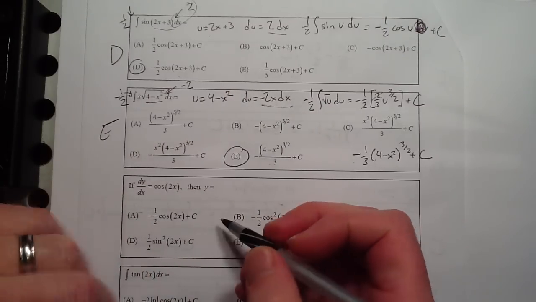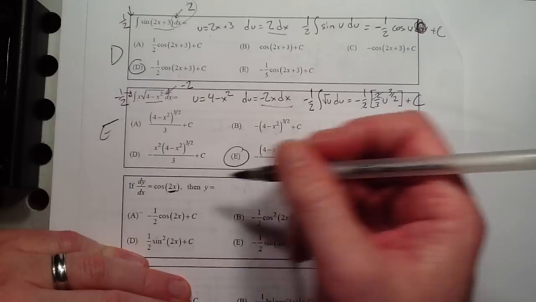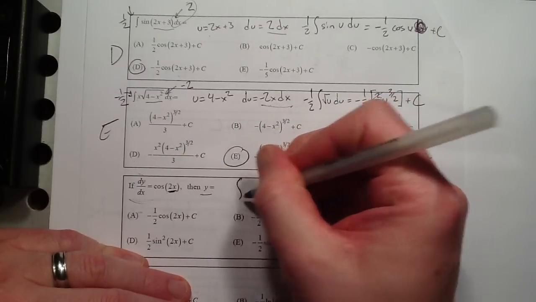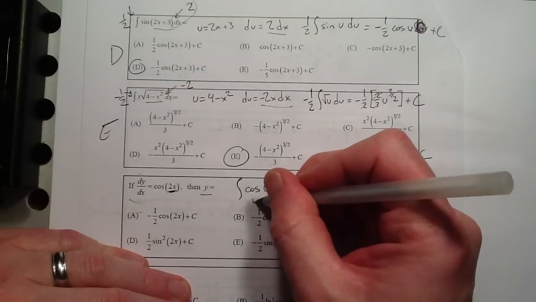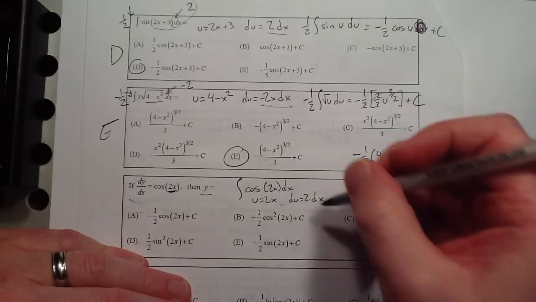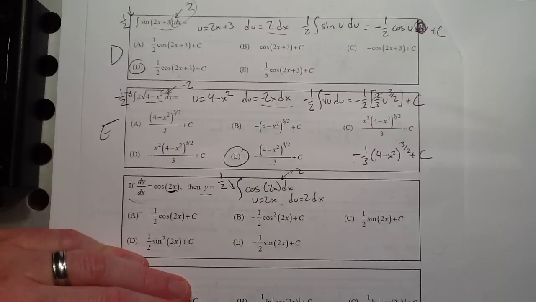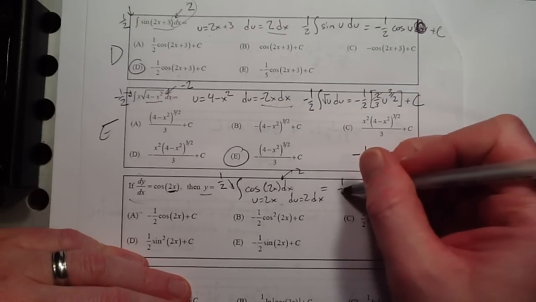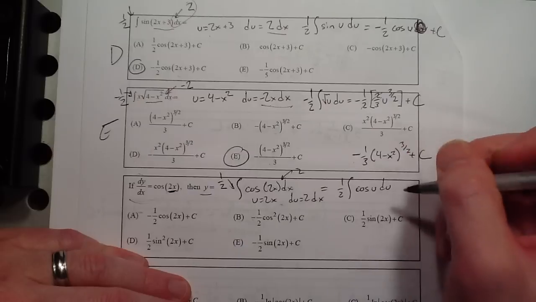The next two are easier types. It's just a 2x. So if you wanted to do the substitution, remember that if we have dy/dx and we're trying to find y, that's the same as finding the antiderivative, right? So I could say, well, u is equal to 2x, du is equal to 2 dx. So I need a 2 in here, need a 1/2 on the outside. So that looks now like 1/2 times the antiderivative of cosine u du.